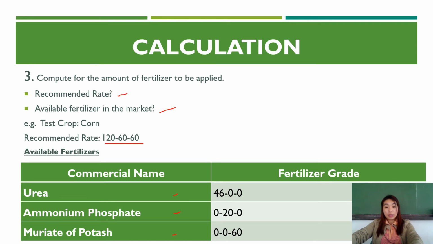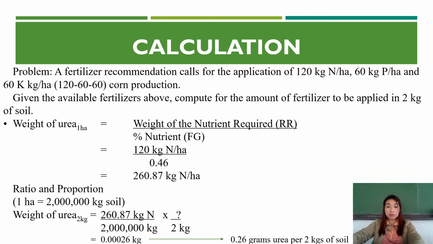Again, this is their fertilizer grade. For urea, 46-0-0. And then ammonium phosphate, and then muriate of potash. Next is an example problem.